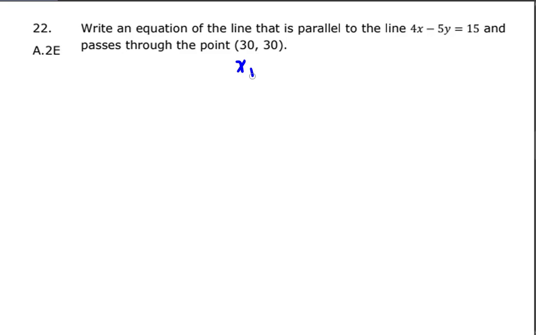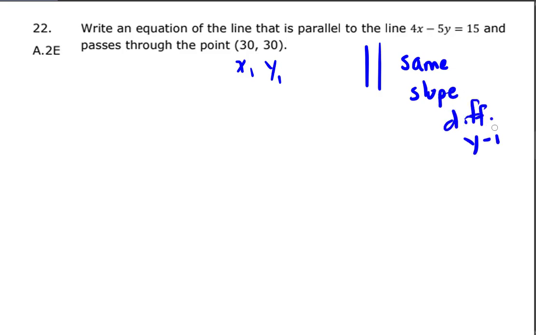So remember, this is your x1, this is your y1, right? And they want an equation of the line that's parallel. So let's just remember a couple things. If lines are parallel, they have the same slope, but they must have different y-intercepts, right? But this is the key thing that I'm going to use right now. If it's going to be parallel, it has to have the same slope.